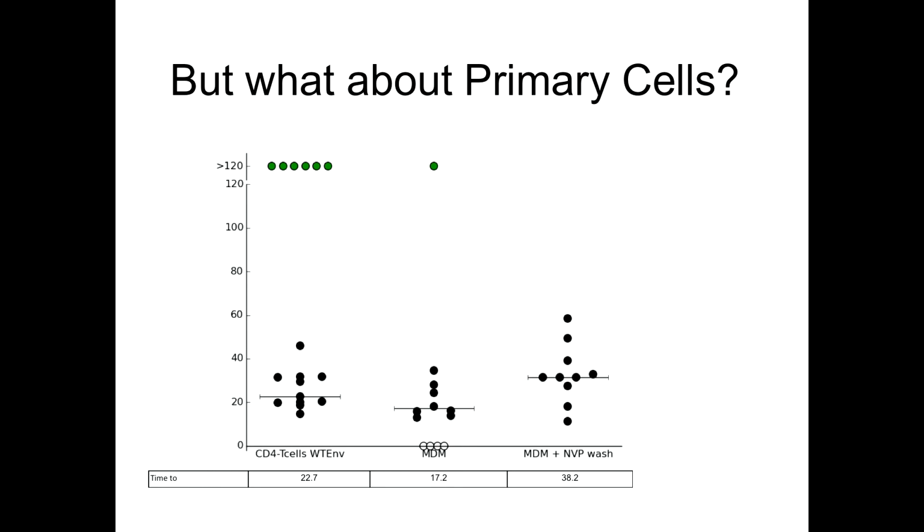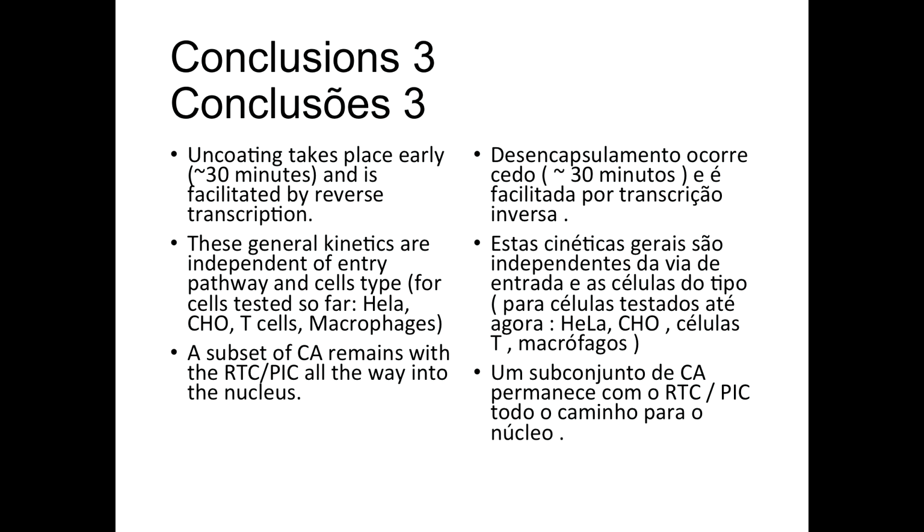And then one of the things we've shown is that if you slow reverse transcription, you slow that process. So even in the macrophage, you can delay this event by slowing reverse transcription and then washing out the nevirapine, and then it basically allows it to proceed. So the conclusions are that uncoating takes place early with real viruses that infect real cells, about 30 minutes, and it is facilitated by reverse transcription. These general kinetics are independent of entry pathway and cell type.